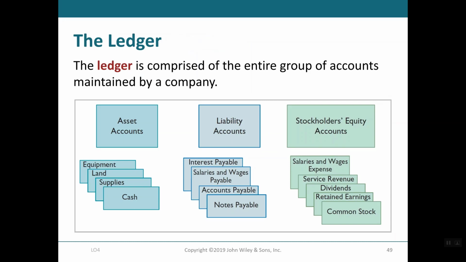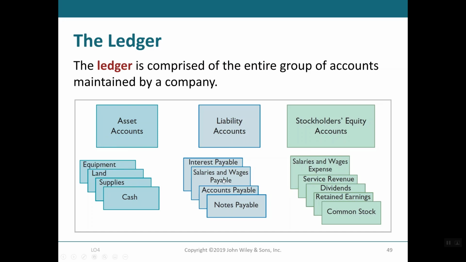Okay. All right. So the ledger is comprised of an entire group of accounts maintained by the company. So under the asset accounts, you could have an equipment account, you could have a land account, you could have a supplies account, you could have a cash account. What are the other assets that you know? Accounts receivable. You could have prepaid. Okay, whatever accounts that you have as a business could be under the asset account, right? Everything that qualifies to be an asset will be under the asset account.